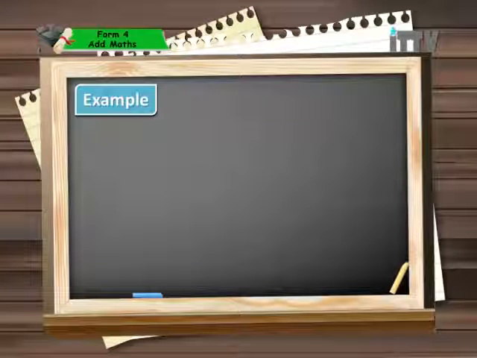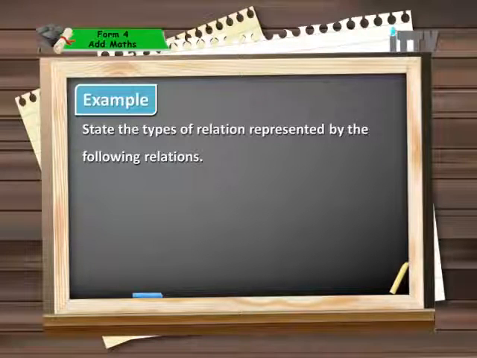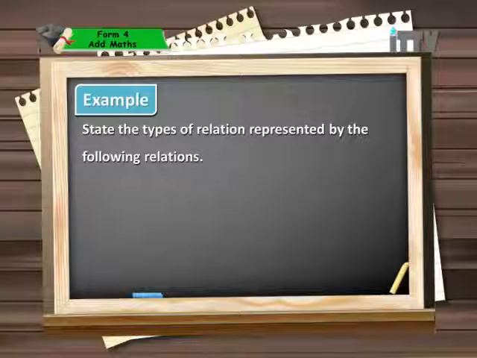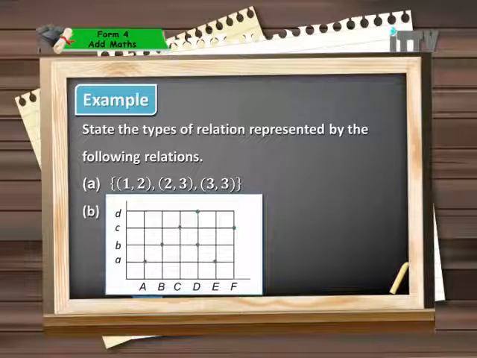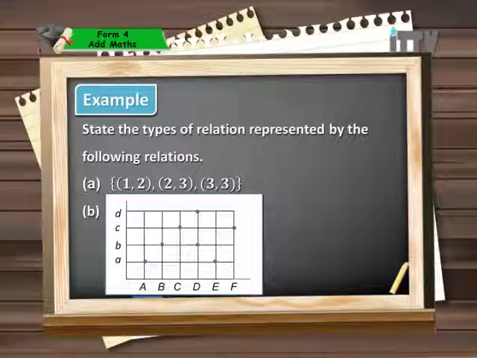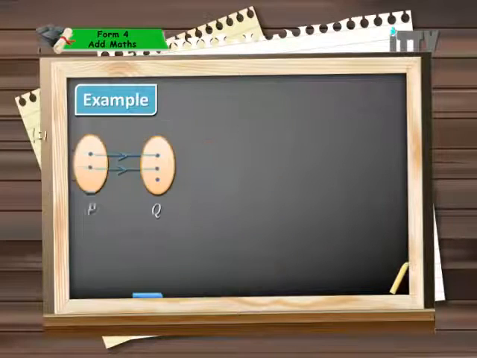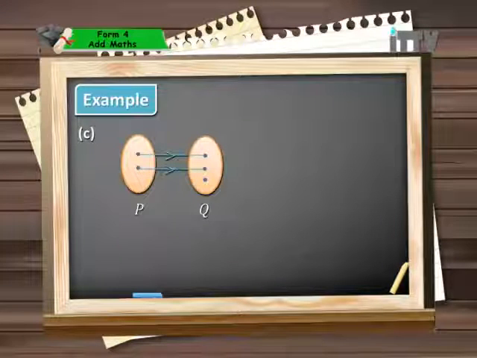Now, it's best to try out an example this time, viewers, so that we can understand this topic of relations. State the types of relations represented by the following relations. Part A, a set containing the ordered pairs of (1, 2), (2, 3), and (3, 3). Part B, a graph with the values of the objects and images stated. And part C, an arrow diagram showing us the domain P and the codomain Q.